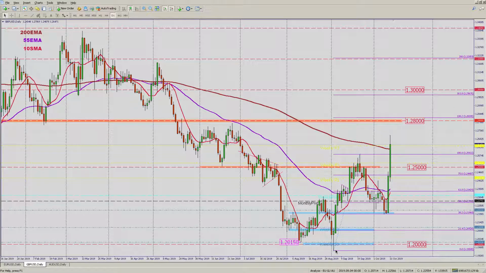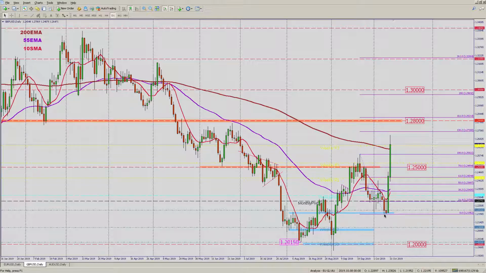If we adjust this to a fib reversal setup, then the 138 is nearby at 127.30. It closed the week at 126.47, and then the next target at the 162 fib is at 128.21. So within this zone here with 128.